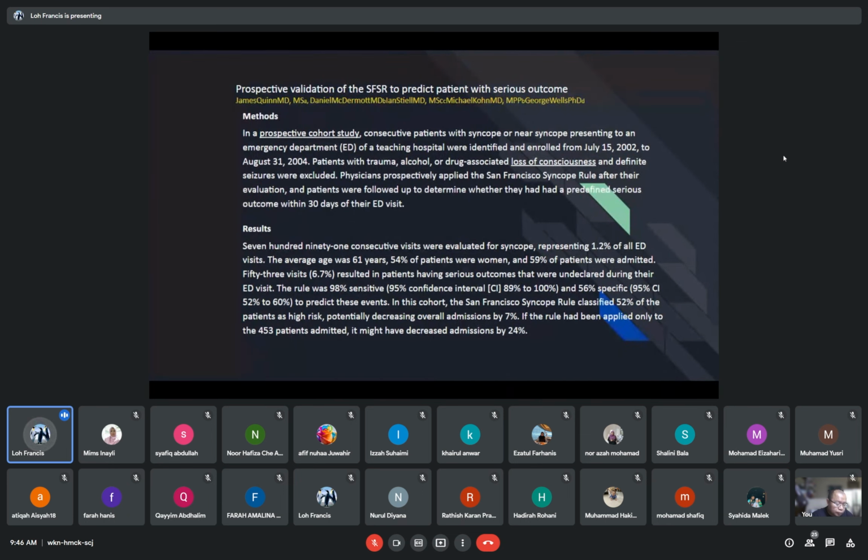So in this cohort, the San Francisco syncope rule classified 50% of the patients as high risk, potentially decreasing overall admission by 7%. If the rule was only applied to the 400 patients admitted, it might have decreased admission by 24%.